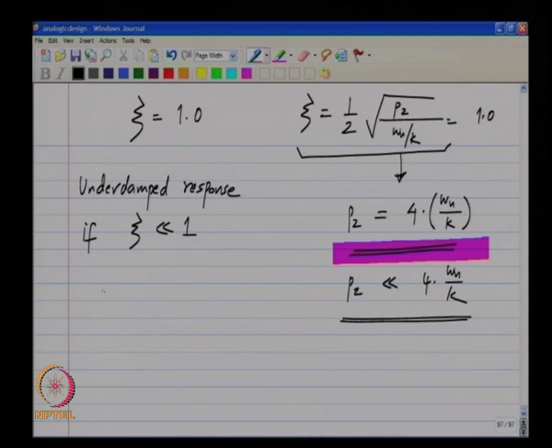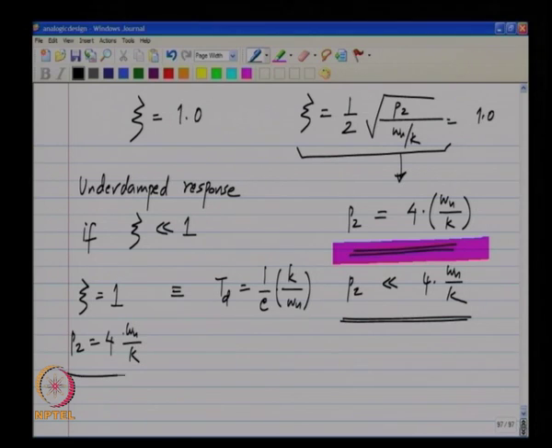So, you can associate these values. Zeta equal to 1 is roughly like Td being 1 over E k by omega u. Okay. And zeta equal to 1 corresponds to P2 being 4 times omega u by k. Okay.